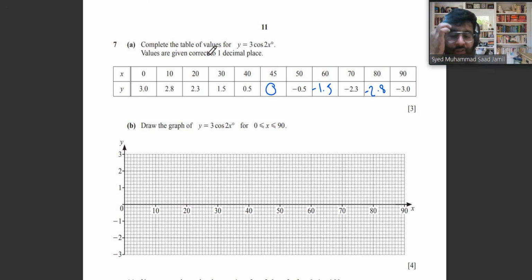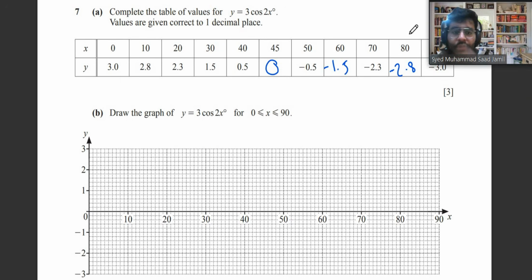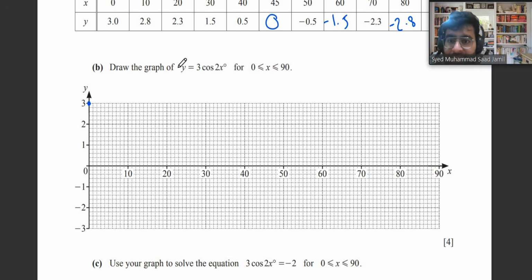So the next question is saying draw the graph. It's very simple. We already made the table. We will use the table to draw the graph. So when x is 0, y is 3. When x is 10, y is 2.8. So 2.8 is going to be 2, 2.2, 2.4, 2.8. Then when x is 20, y is 2.3. So 2.1, 2.2, 2.3 is going to be in the middle.